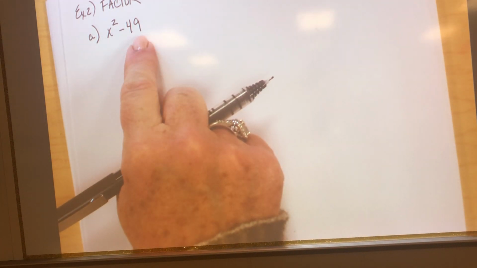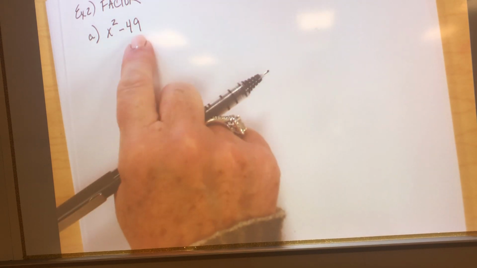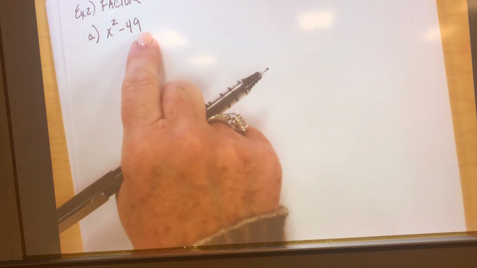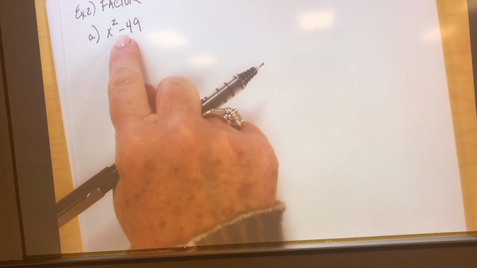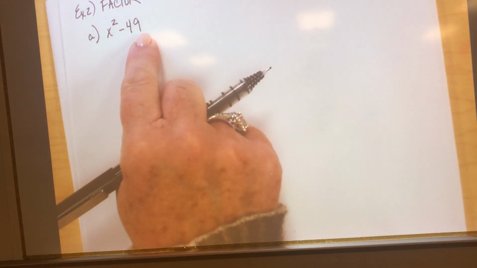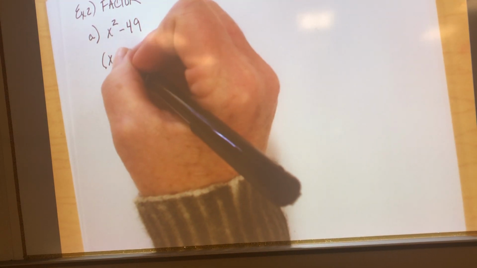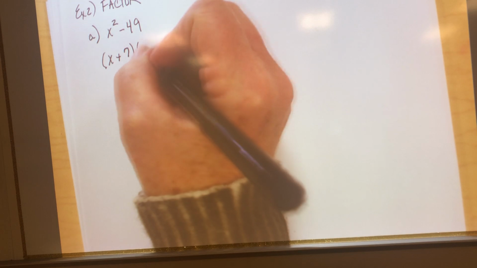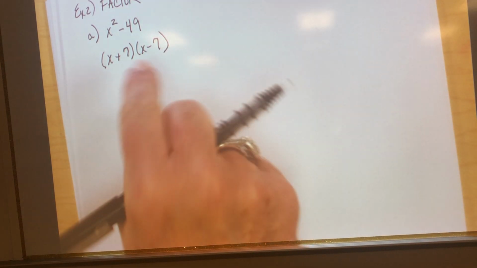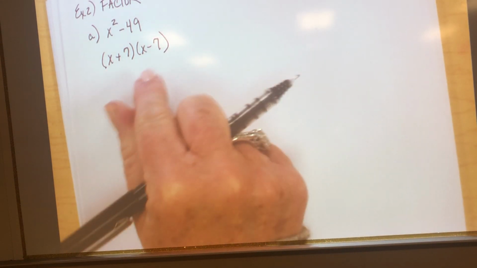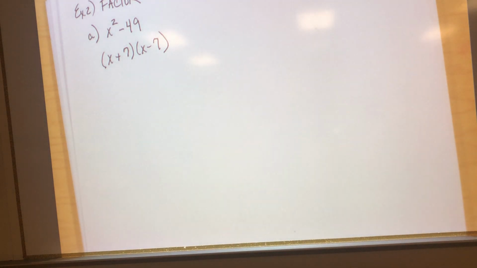No. The next thing I look and I say, whoa, that's only 2 terms, and they're subtracted. Is that the difference of 2 perfect squares? Yes. So what does it factor into? X plus 7, x minus 7. Very good. And would it be incorrect to write x minus 7 times x plus 7? No, it wouldn't. I just always do the plus sign first. All right, anybody got a question?